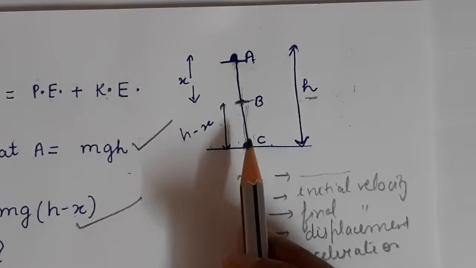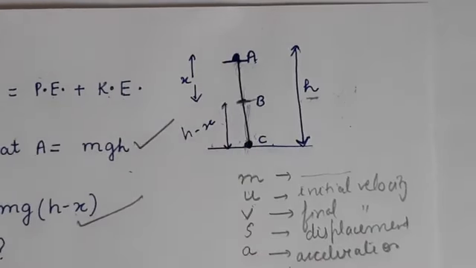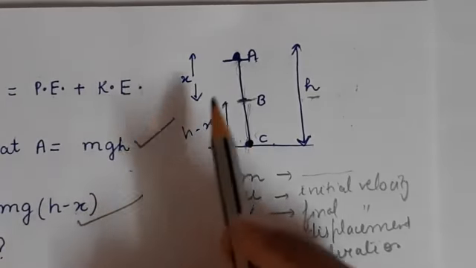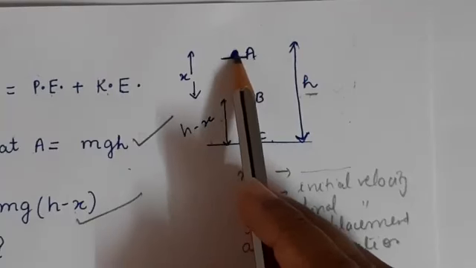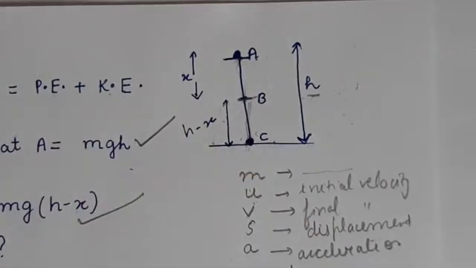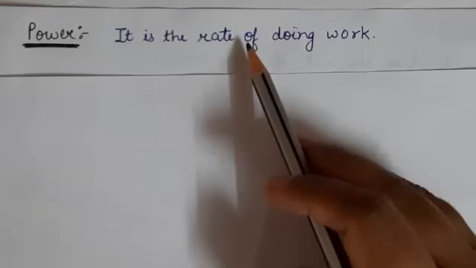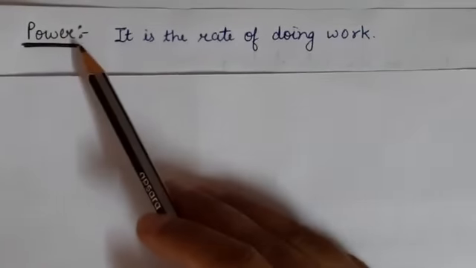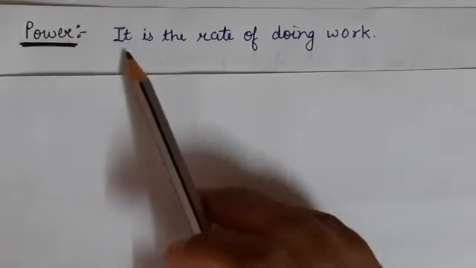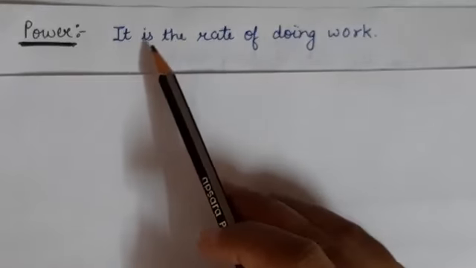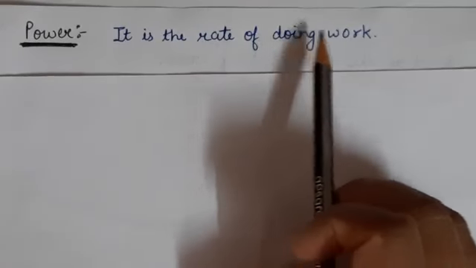Okay, so this was all about the law of conservation of energy. This was a condition of free fall, when the object is placed at some height and it is falling vertically downwards. Clear, students? Now moving ahead to our next topic, that is power. What is power? Power is basically what? It is the rate of doing work.